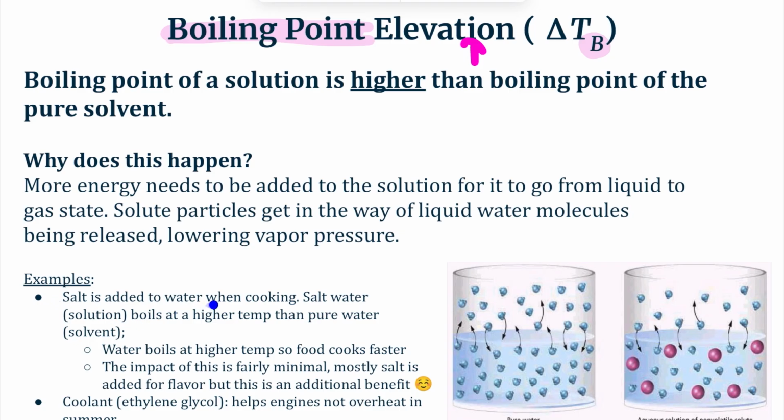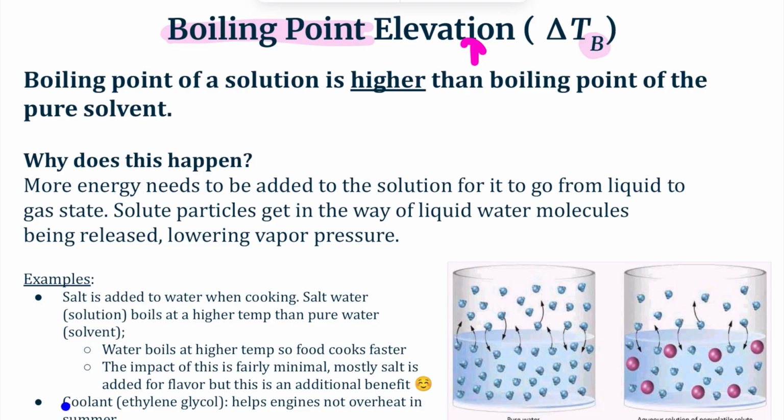Examples: salt is added to water when cooking because a saltwater solution boils at a higher temperature than pure water. And so that water boiling at a higher temperature means the food cooks faster. This really has a fairly minimal impact, mostly because we're not adding so much salt to our pasta water. So really we add it more for flavor, but that's an additional benefit. And that's actually something that is recommended when you are cooking at higher altitudes, because then you're going to have your water boiling at a higher temperature for cooking.